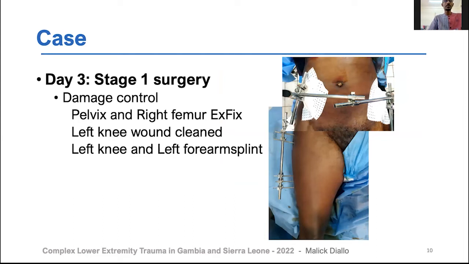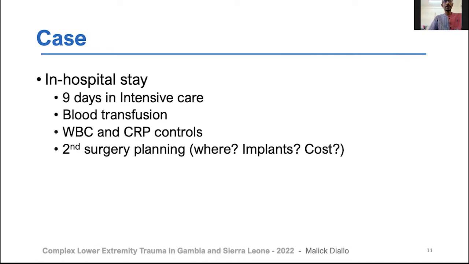Next slide. We planned a two-stage surgery. First, damage control with an X-fix on the pelvis, on the femur, and for the right knee, we clean the wound, and for the left knee, we put a splint. Next slide. He stayed in intensive care for 9 days. We had a blood problem. It was not available at that time, so we had to wait to get him blood. And we controlled the white cells and the C-reactive protein to allow the second surgery planning.